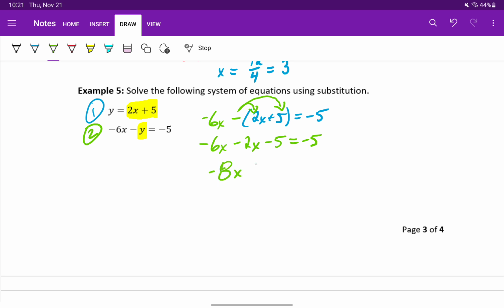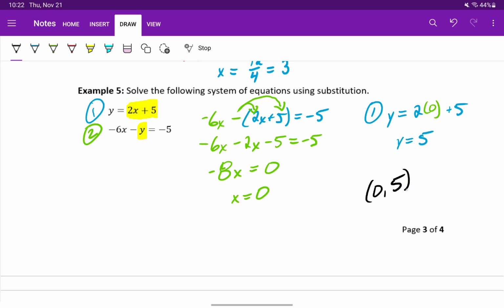So we'll get negative 8x is equal to 0 when we add 5 to the other side, and then dividing both sides by negative 8 will give us x is equal to 0. In this case, substituting x equals 0 is a little bit easier in the first equation because that's already solved for y, so that's just going to eliminate some steps for us. We'll substitute in x equals 0 into the first equation, but we could also substitute into the second equation. We'll get the same result. And then solve for y from there. In this case, we would get y is equal to 5, so our solution would be the xy coordinate pair 0, 5.